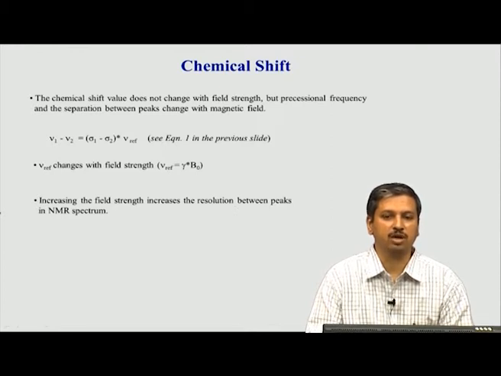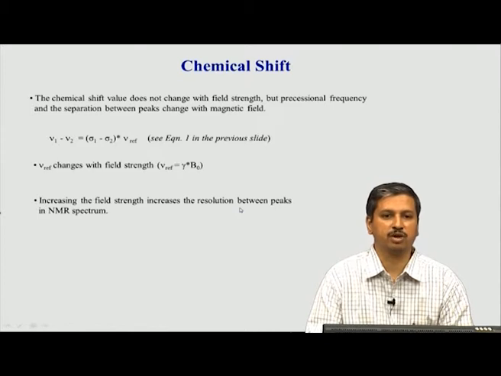So, if a peak is separated by 10 hertz or 100 hertz on a 300 megahertz machine, if I go to a 600 megahertz machine, the peaks will be separated by 200 hertz, double. That doubling of the separation basically says that the peaks are well resolved from each other, and that the resolution of the spectrum has increased.